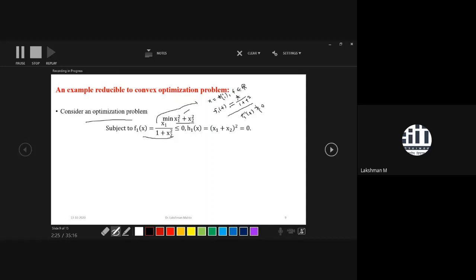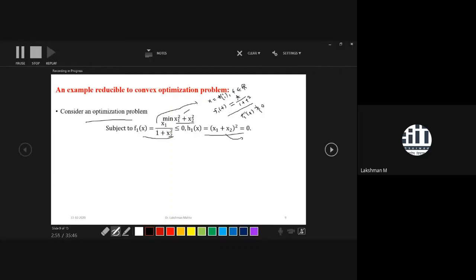Otherwise, what does the equality constraint contain? It contains a nonlinear function equal to 0. So due to this nonlinearity, we can say that this is not an affine function, it is a nonlinear function. Due to that, the equality constraint is also creating a problem. So overall this problem doesn't look like a convex problem in standard form.